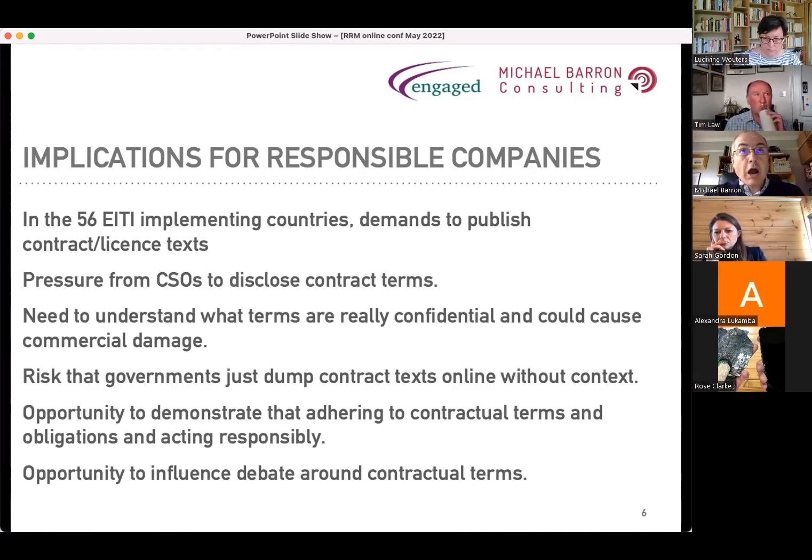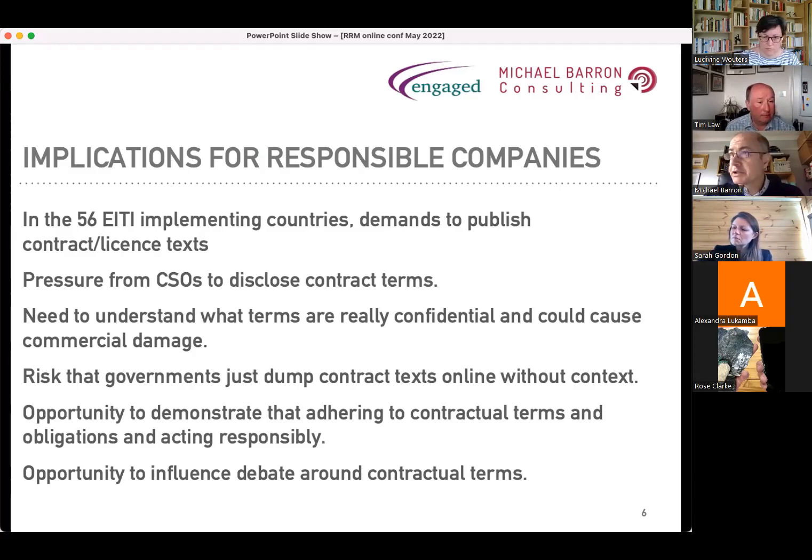So I'll come on to specific actions in a minute, but for companies, there is a need to understand what terms you believe are really confidential and could cause commercial damage, and others which, if contracts are published and everybody knows the information, then actually it might put everybody on a more even playing field and create a more functional and dynamic market.